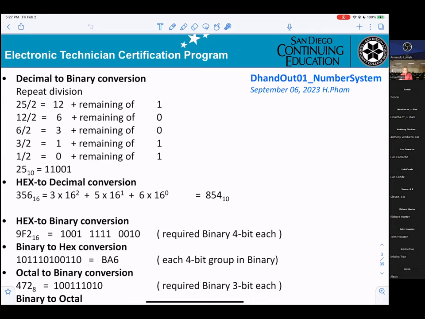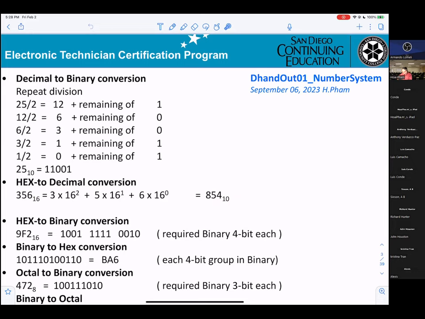Next one will be converting hex to decimal conversion. Also, we don't need that, but they show you here how to do it. You take 3 times 16 squared, plus 5 times 16 to the power of 1, plus 6 times 16 to the power of 0. You get 854, base 10. That means if you have a hex number, you can convert it into decimal.